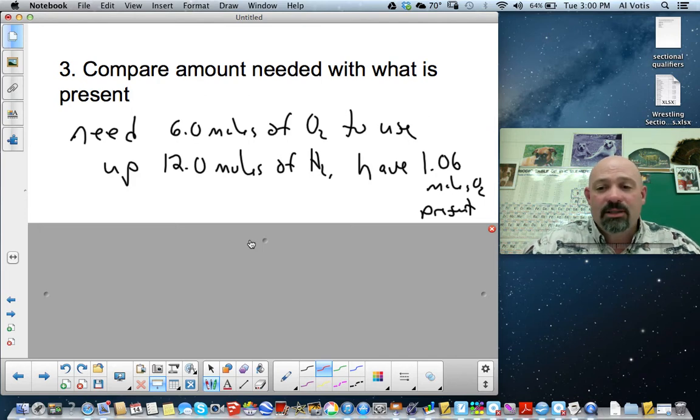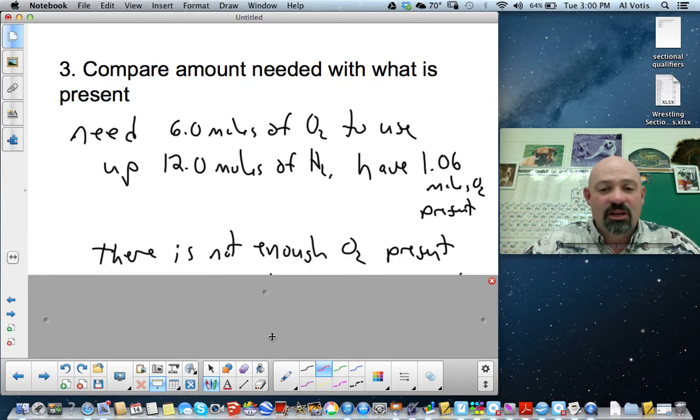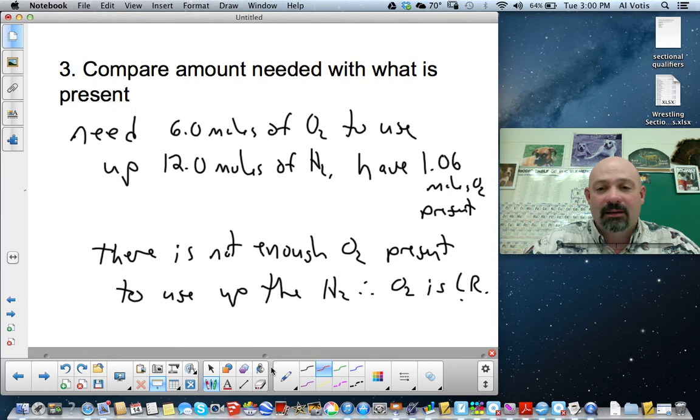So therefore, once I've used up that 1.06 moles of oxygen, some hydrogen is going to be gone, but there's going to be a bunch of hydrogen left over. So hydrogen is our excess material. Oxygen will be our limiting reactant. So how much water we can form is dependent upon how much oxygen there was, not on how much hydrogen.